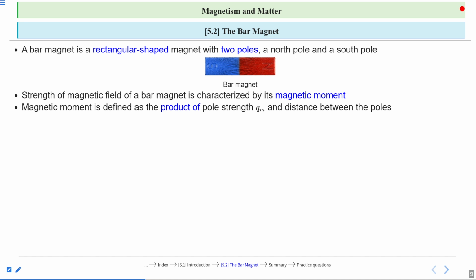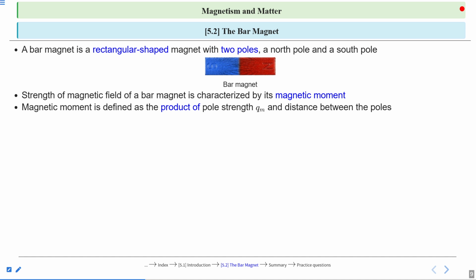In the chapter on electrostatics, what was the dipole moment? Charge multiplied by the length of the dipole. Similarly here, in the place of charge, we will take the pole strength. So magnetic moment is defined as the product of the pole strength Qm, so now Q is not charge, it is Qm, the pole strength, and the distance between the poles.